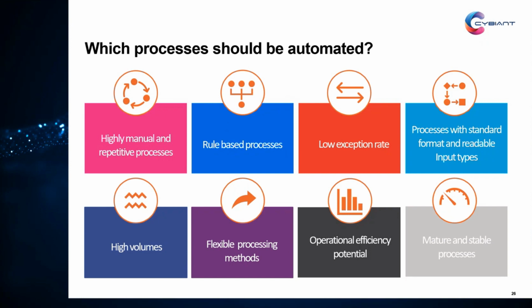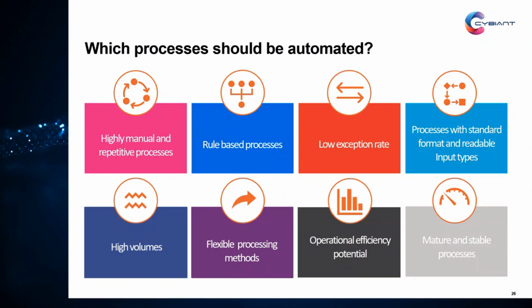Now we are at the last part of the theory, which is how to choose what process to automate. If you want to discover what in your daily tasks can be automated, you need to look at a few rules. You need to comply with these rules in order for a process to be automated. First and foremost, it is a highly manual and repetitive process, which means it needs human force. One of the best examples I can give is data entry of some form.